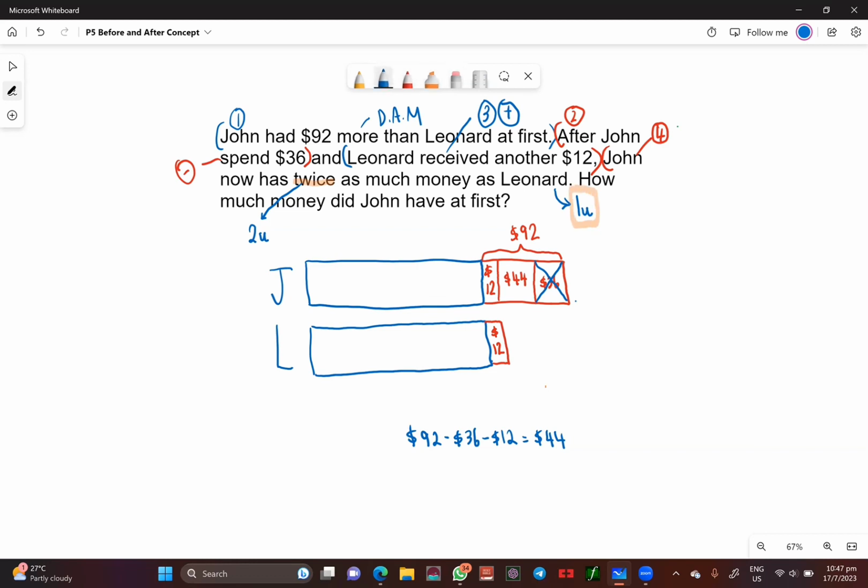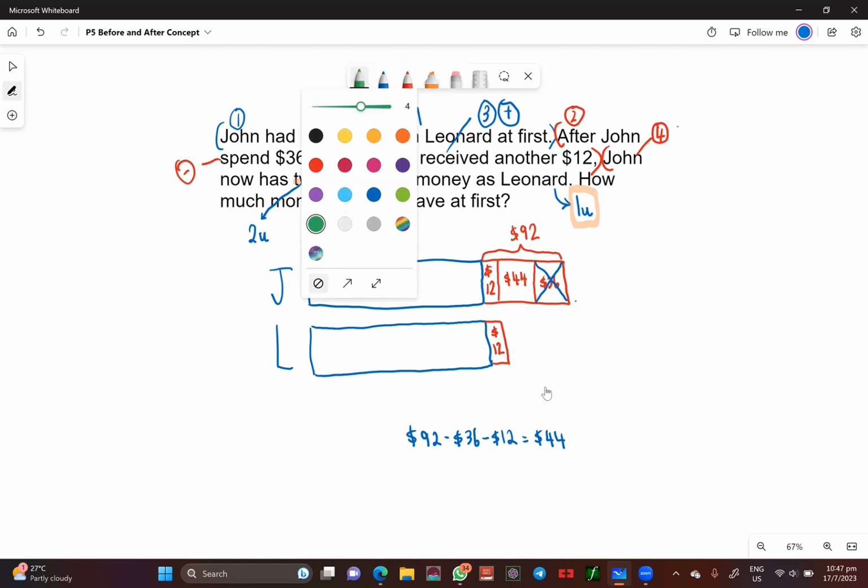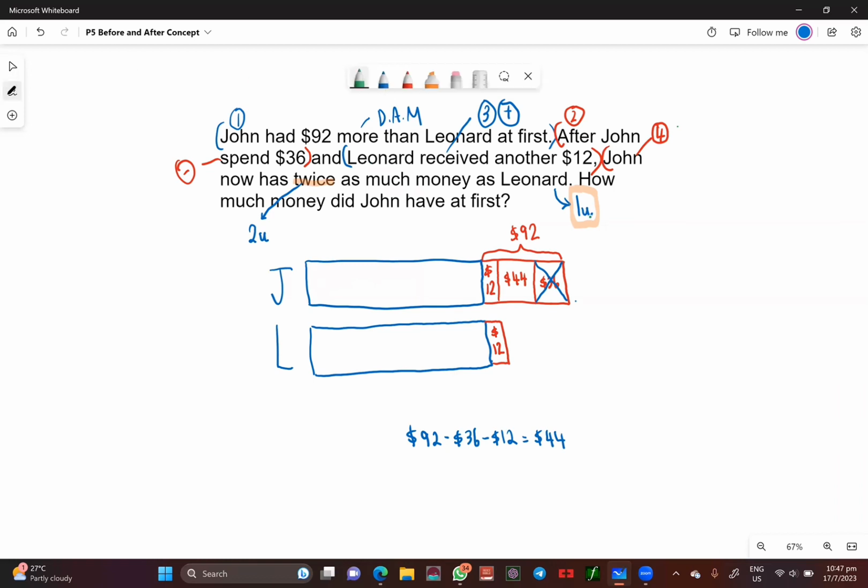Now, of course, I want to reflect that in my model bar. So what I'm going to do is show that John has 2 units. Do you remember just now John spent $36, right? So what happens now is that I'm going to show, anywhere from here all the way to this point. I say that again, you can follow my cursor, anywhere from here all the way to this point.